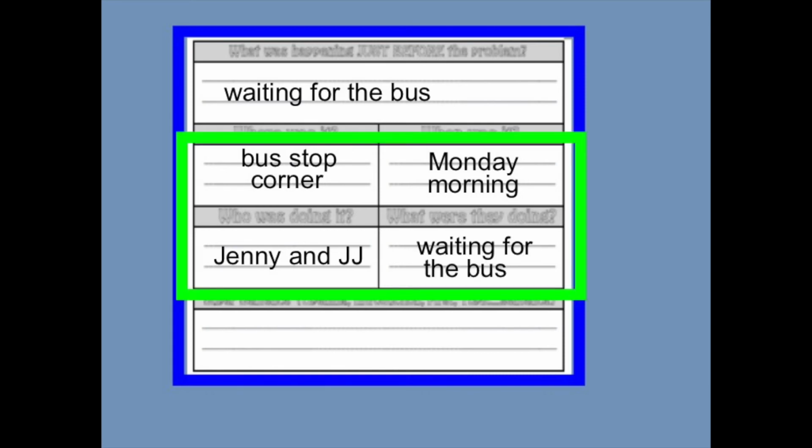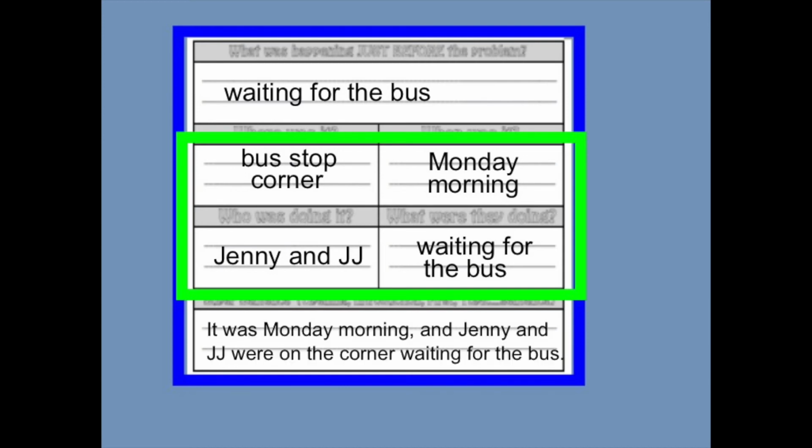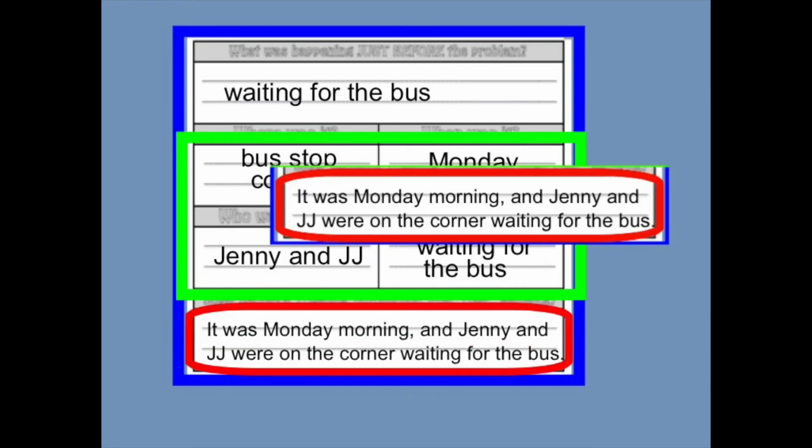Now we can use these 4 answers to make a super sentence. It was Monday morning. Jenny and JJ were on the corner waiting for the bus. And we can take that sentence and apply it right to our organizer.